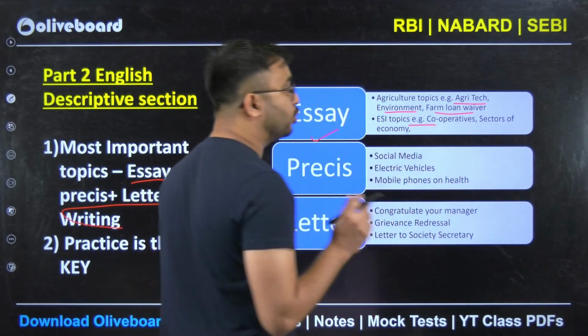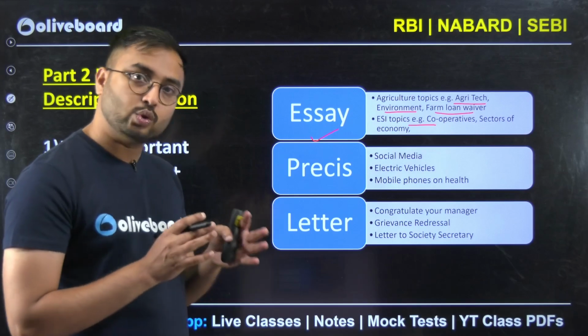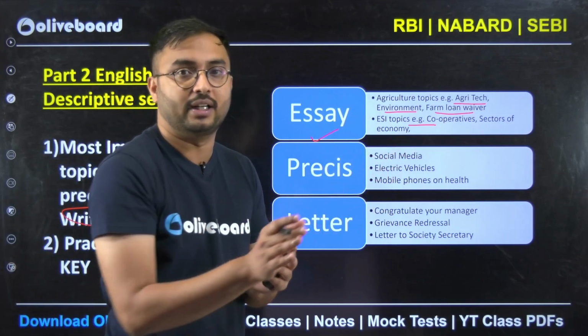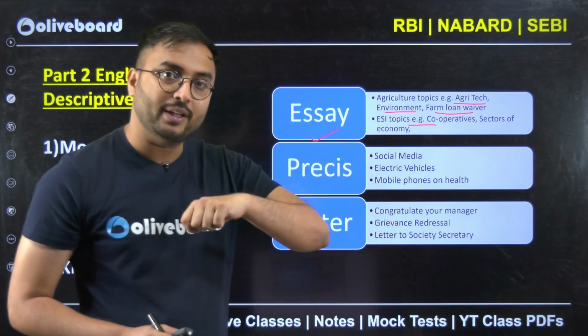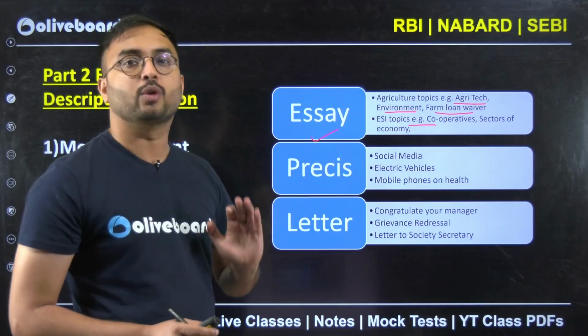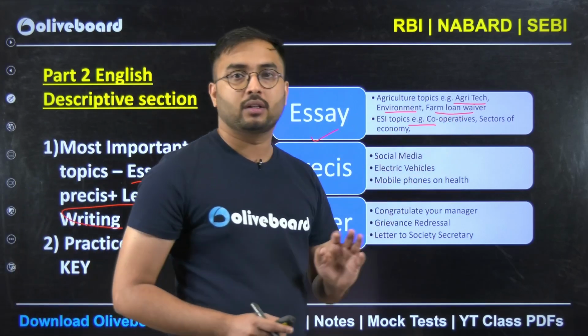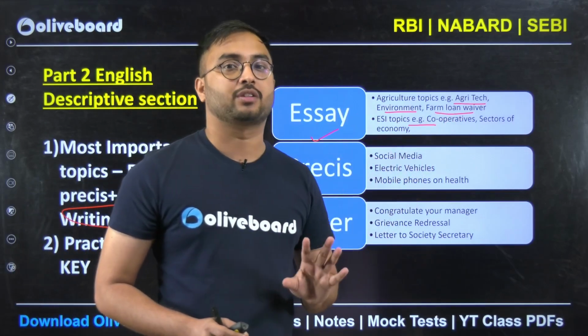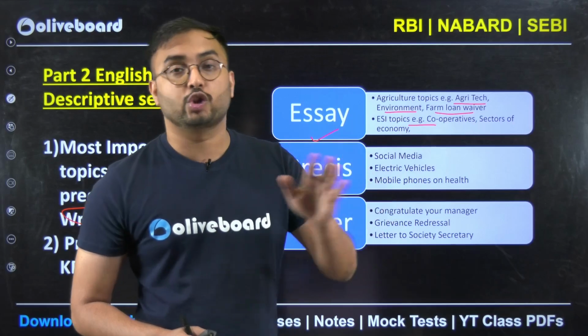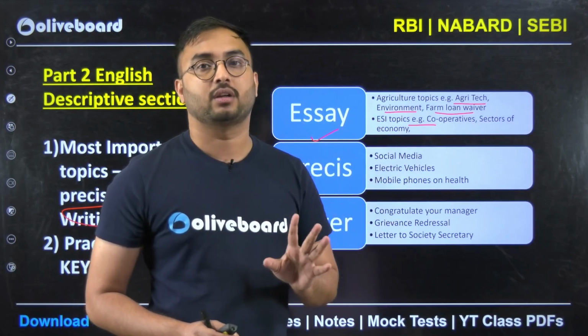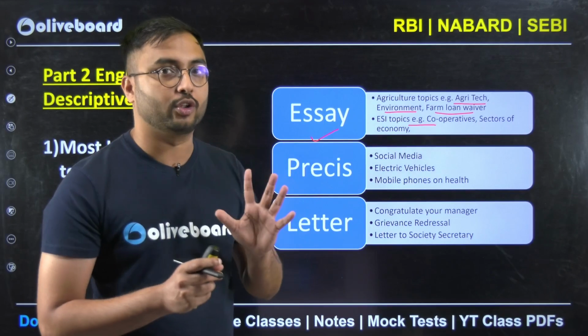ESI related topics are those topics which are economic and social issues topics but associated with rural development and agriculture. For example, cooperatives, importance of cooperatives, their history. This is a previous year question. Sectors of economy, tourism sector, essay has been asked. A question on road versus railway, the choice of transport, question has been asked. So sectors of economy, very important topic.